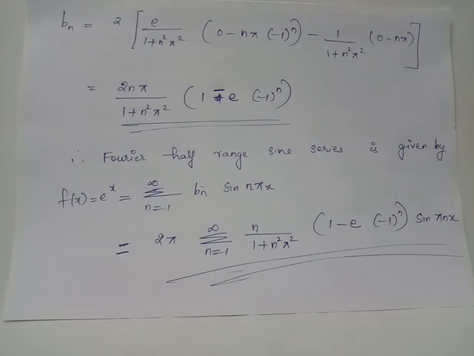Thus, on simplification, we have Bn equals 2n pi upon 1 plus n square pi square multiplied by 1 minus e times -1 the whole raised to n. We have the Fourier series, which is the Fourier half-range sine series for f of x equals e raised to x, given by summation n ranges from 1 to infinity Bn sin pi n x. Giving the expression of Bn, we will obtain this Fourier half-range sine series for f of x equals e raised to x.